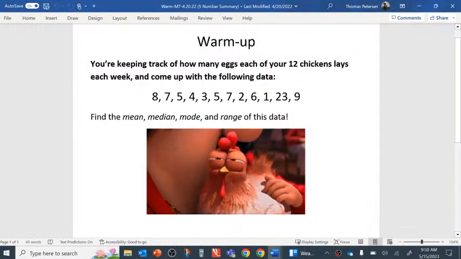Be true. You're keeping track of how many eggs each of your 12 chickens lays each week, and you can come up with this data. Find the mean, the median, the mode, and the range of that data.